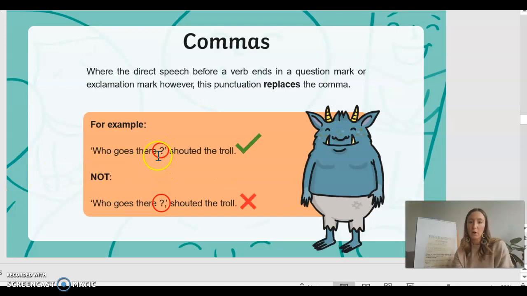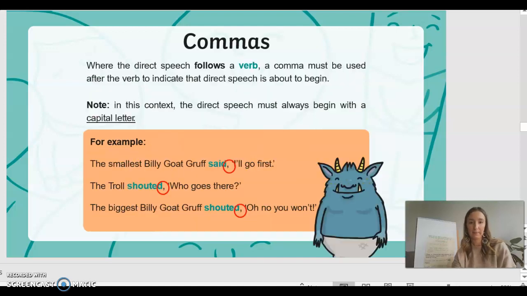Now we don't use a comma if we are using an exclamation mark or a question mark. Okay, so that's not correct. This is correct. It takes the place of the comma.